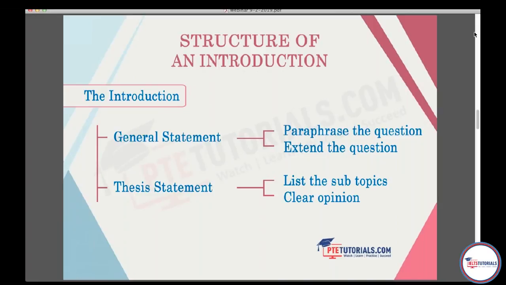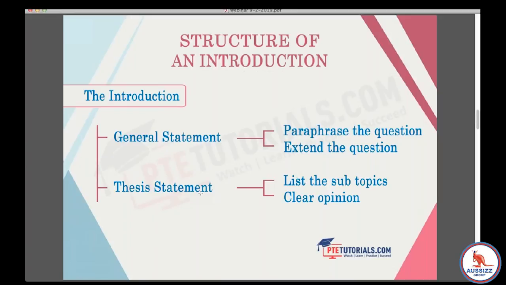What is an introduction? The introduction gives you a clear idea, that is the road map of the essay. When you look at the screen, you can see that the introduction is divided into two parts: general statements and thesis statements. What are these general statements and what is this thesis statement? Let me explain. The general statement is further divided into two statements called paraphrasing the question and extending the question. And the thesis statement is again divided into listing the subtopics and giving a clear opinion.